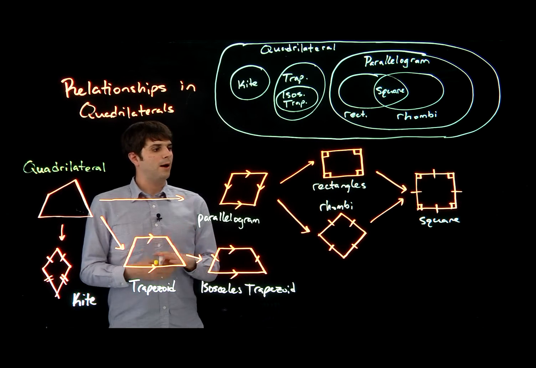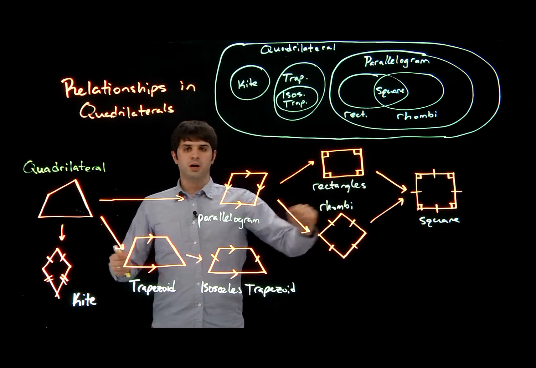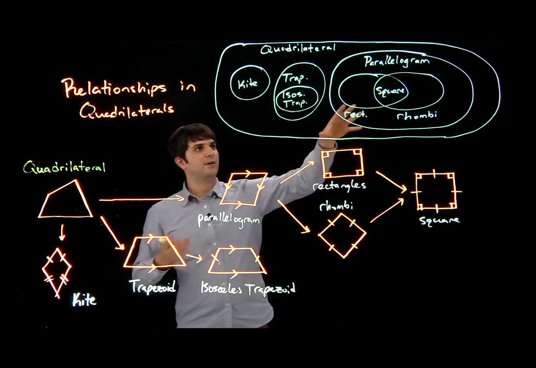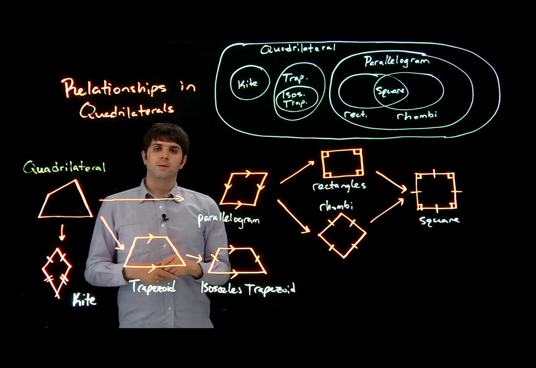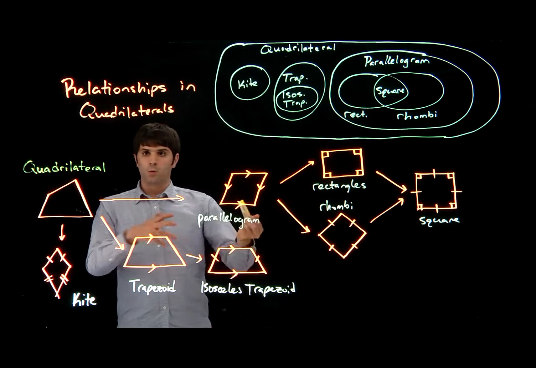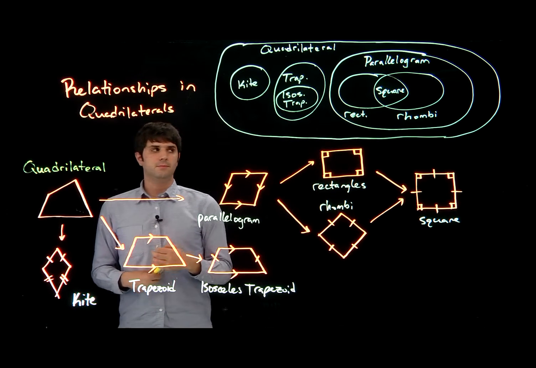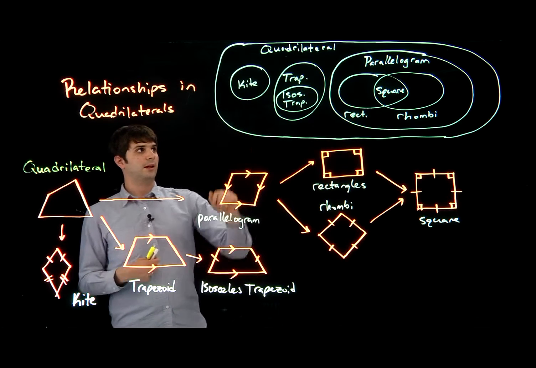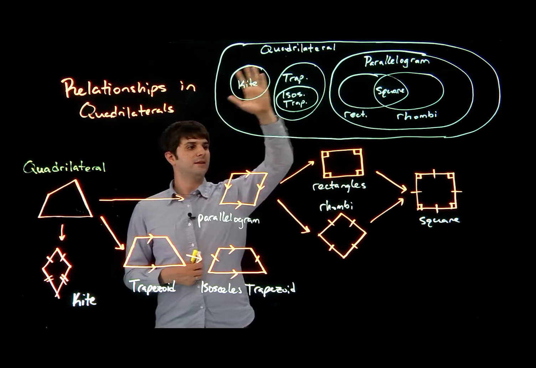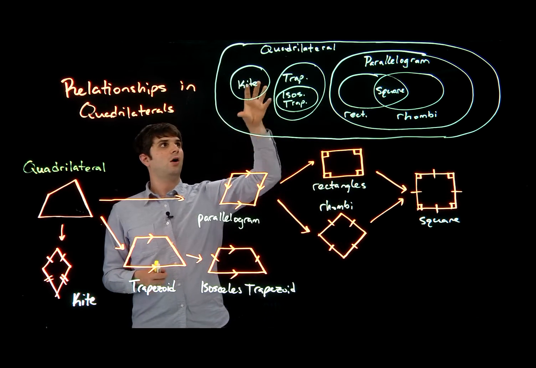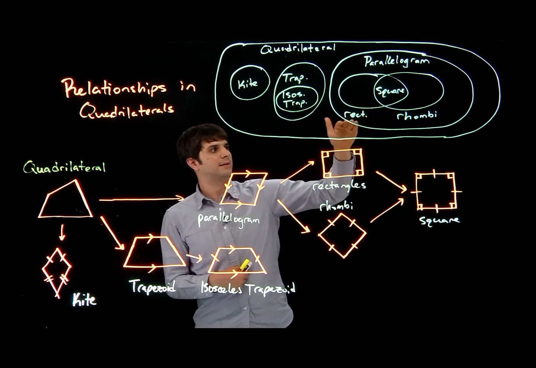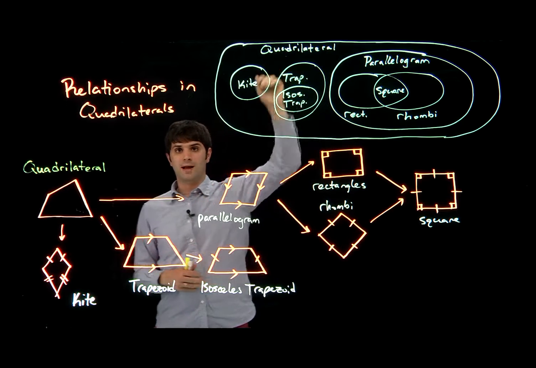So I don't know if this flow chart helps you, or if this kind of diagram with some Venn diagrams inside helps you. But either one should help you get a better understanding of the relationship between different types of quadrilaterals. So all of these things, again, I think this one helps us. All of kites, trapezoids, isosceles trapezoids, parallelograms, squares, rectangles, rhombi, all of those are quadrilaterals.